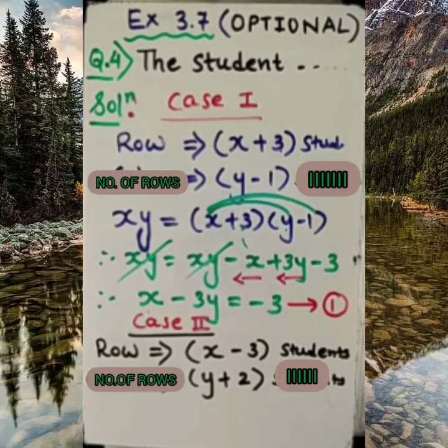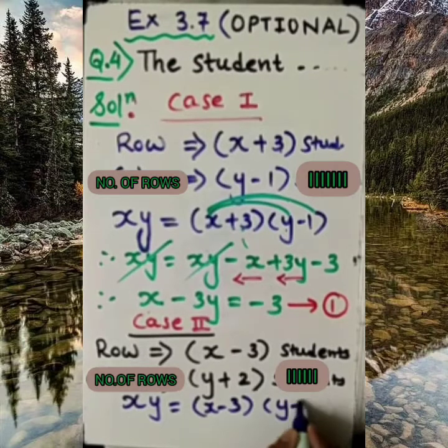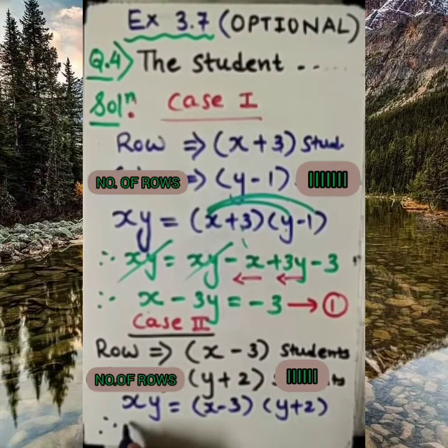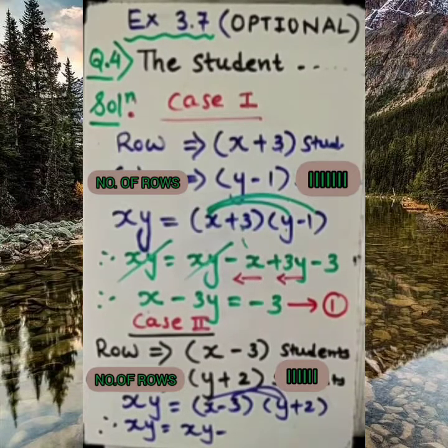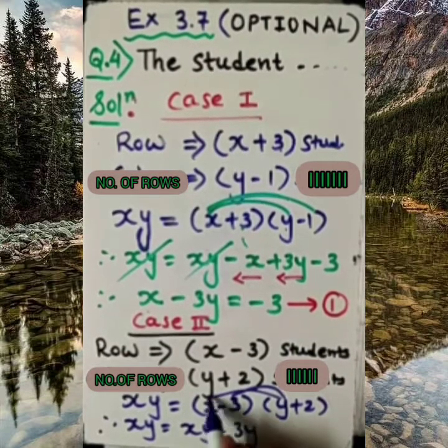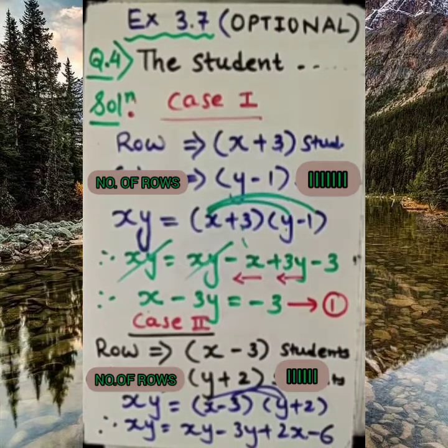So my dear student, here what could be done? Simple, I should multiply here. The number of students remains the same. Here x minus 3 and y plus 2. How to multiply, you know very well. x into y, xy; x into y, xy; minus 3 into y, minus 3y; x into 2, 2x; and of course minus 3 into 2, minus 6.